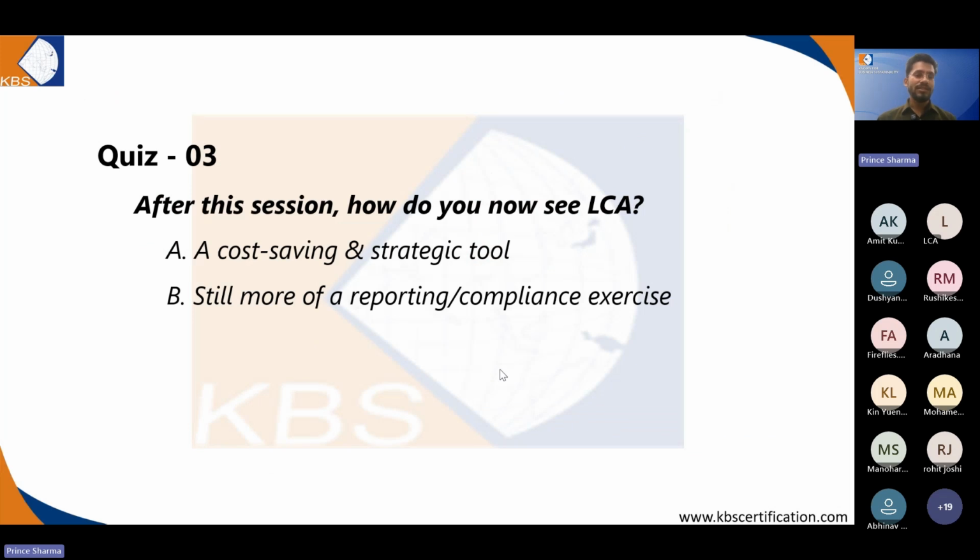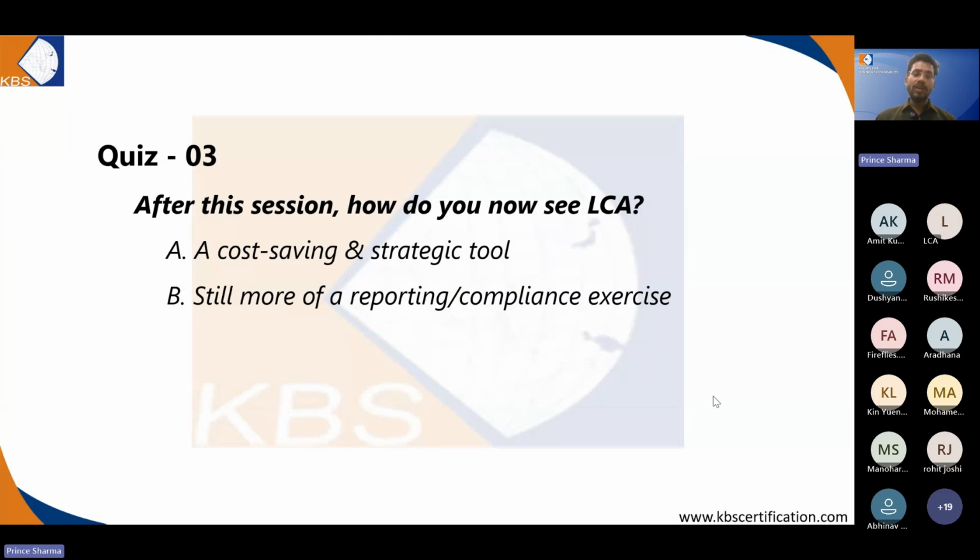So the last quiz that we have after this session: how do you now see the life cycle assessment? Option A, a cost saving and strategic tool. So yes, it identifies where the money is going, where it is wasted, and where the risk is accumulated. If you are choosing option A, I feel that the time invested in this webinar is good for you. And if not, then you have to check it again and read more about the life cycle assessment.